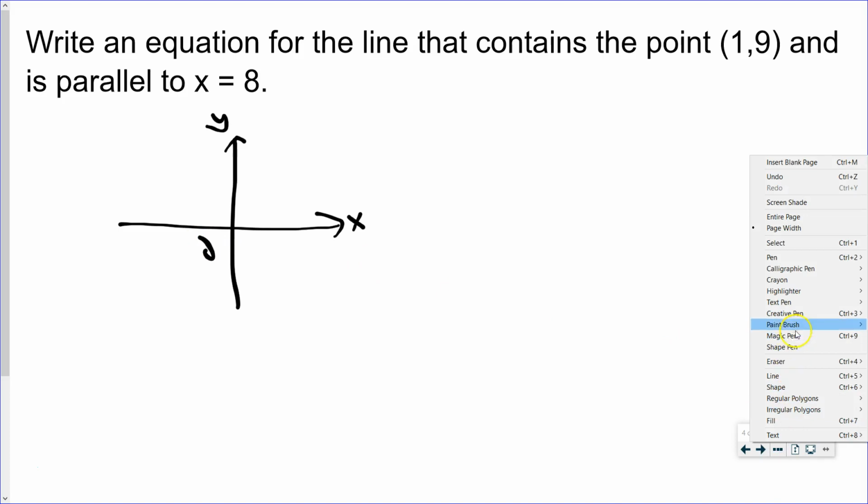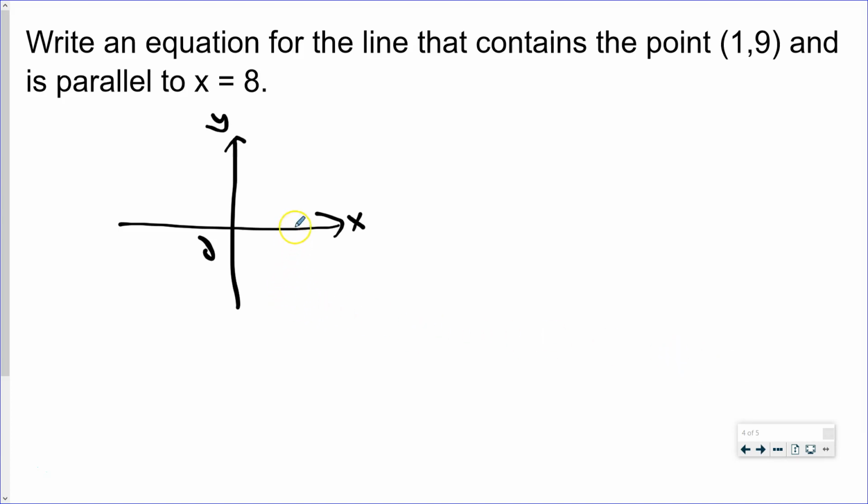It doesn't matter where you go, x is going to be 8. So let's say this is 8. It doesn't matter where your y is. This is going to be your equation. They gave us this equation, x is equal to 8.